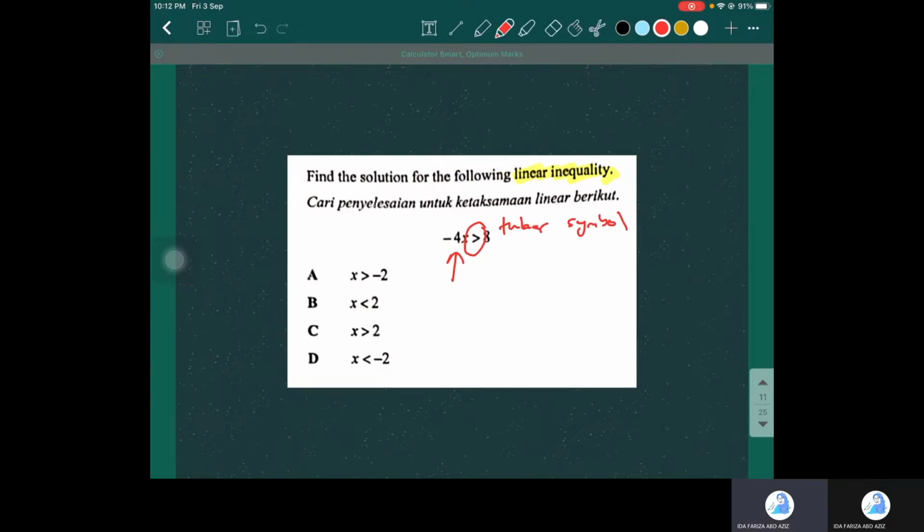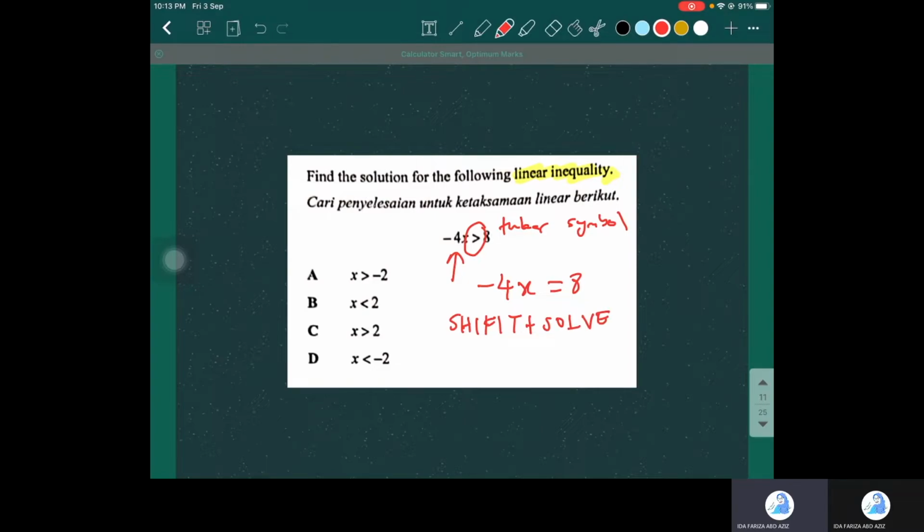Okay, let me show you how. Okay, let's take out our calculator. So we want to insert, kita akan masukkan negative 4X equal 8. Okay, and then kita akan guna shift solve. Okay, kita akan guna shift solve. I selalu problem nak eja. Okay, shift solve. Okay, SOLVE.